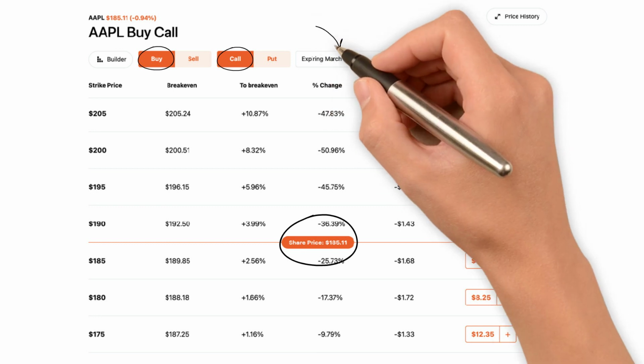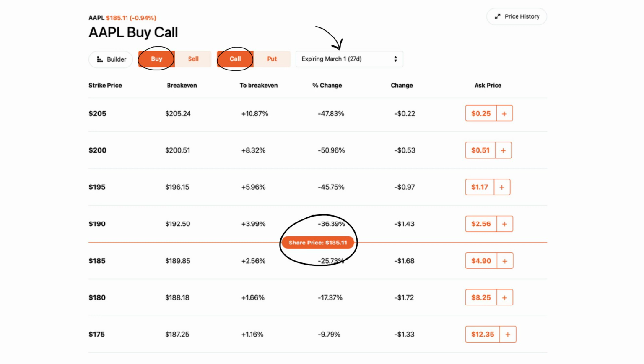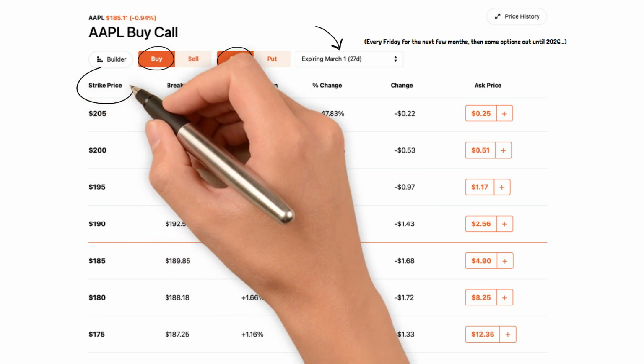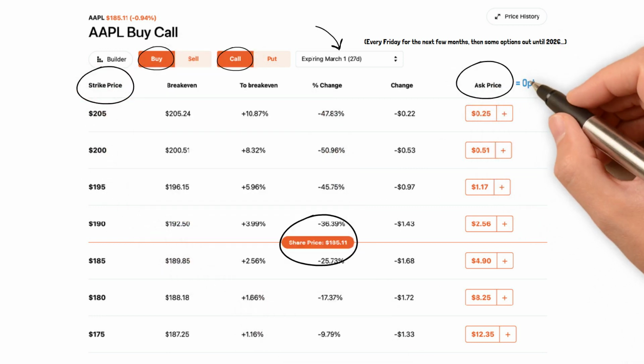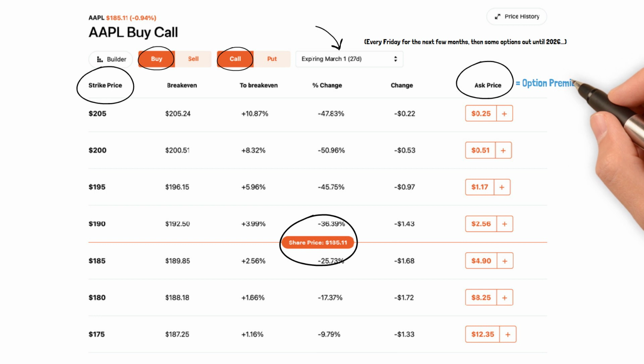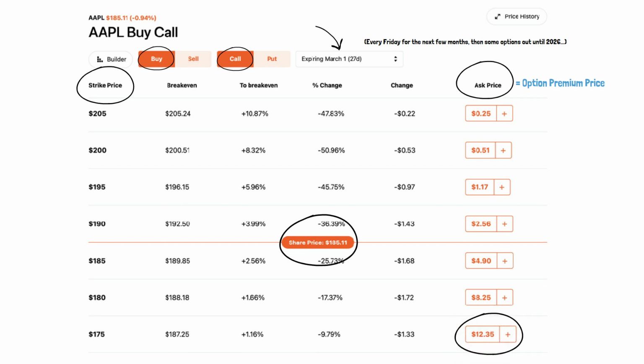First and foremost, at the top here is the expiration date. We have chosen March 1st, but as you can see, there are tons of choices to choose from. On the left, you'll see strike price, and on the right is the ask price, which is the options premium, aka the price of the call option contract. Now, let's pretend you buy one call option contract for $12.35 at the $175 strike price.